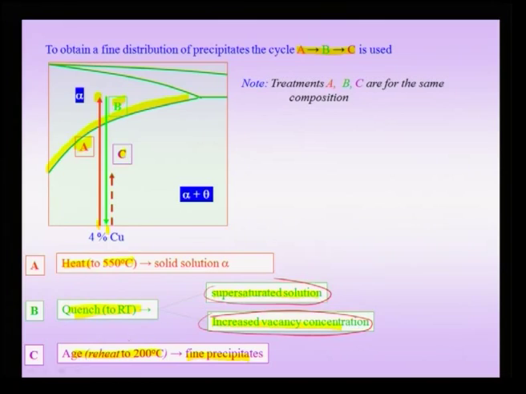And during the aging step, we heat the material to about 180 or 200 degrees Celsius to obtain a fine distribution of precipitates in the alpha matrix. So, my final goal is to produce, schematically, a fine distribution of precipitates inside the alpha matrix, which can effectively impede dislocation motion and give an increased strength to the material.